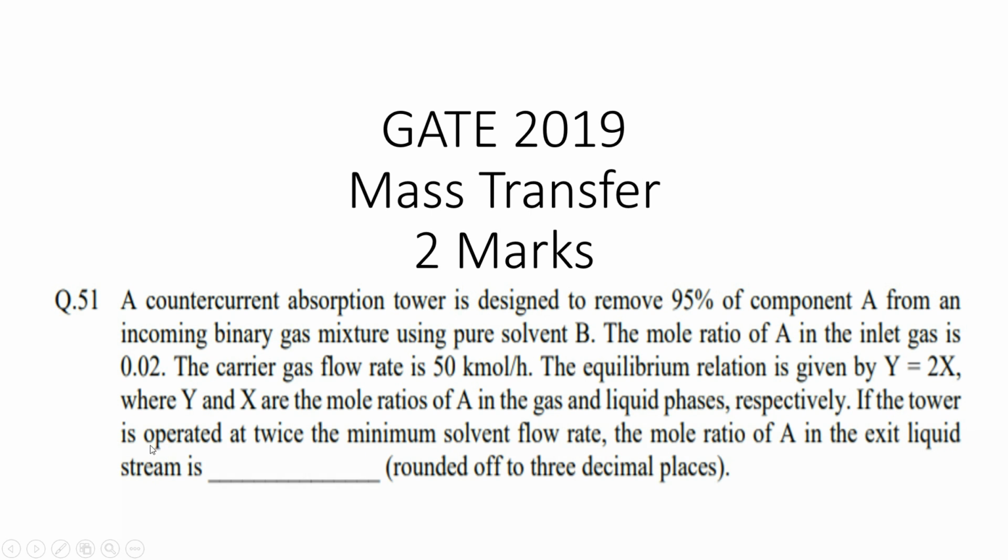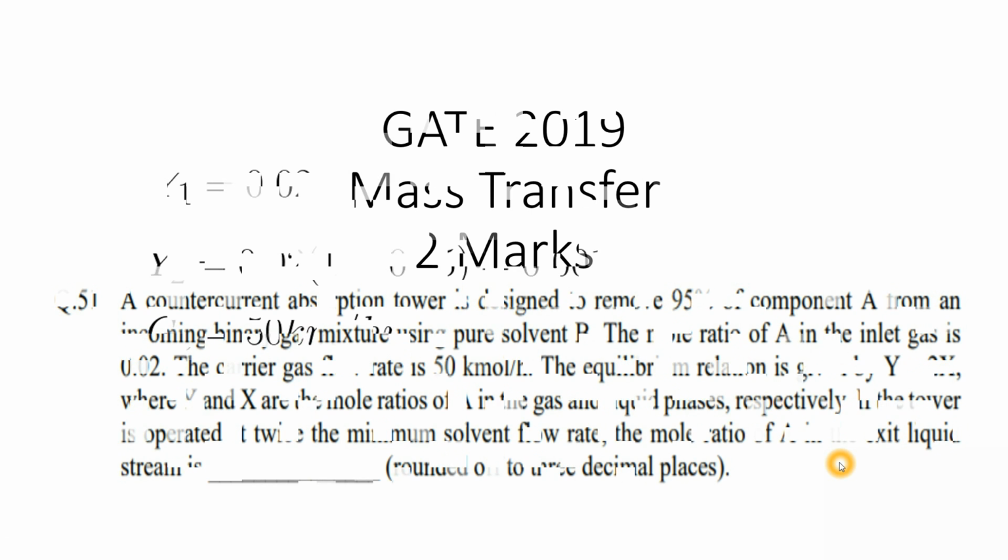If the tower is operated at twice the minimum solvent flow rate, the mole ratio of A in the exit liquid stream is. Let's start with the solution.